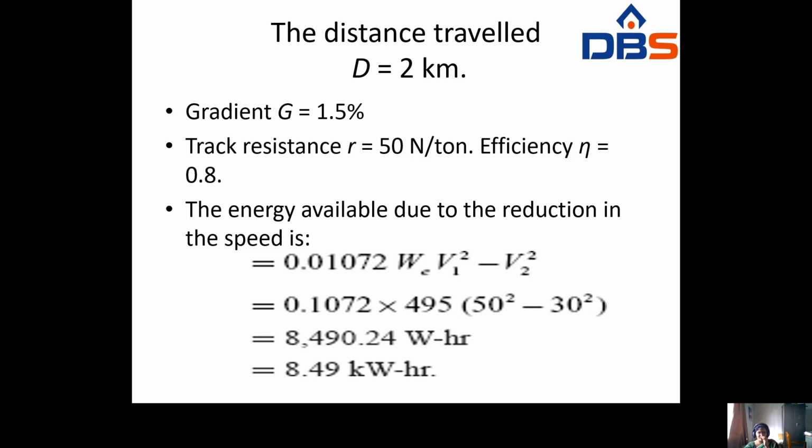So V1 is 50, square, minus 30 square, and W value will be 495, times 0.01072. Whenever you multiply the total term, you get the value 8490.24 watt hours. Converting this into kilowatt hours, you get the value 8.49 kilowatt hours.